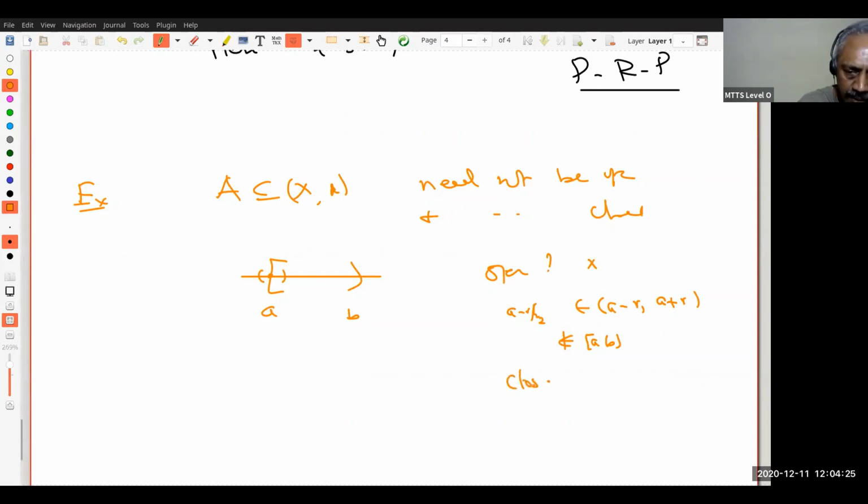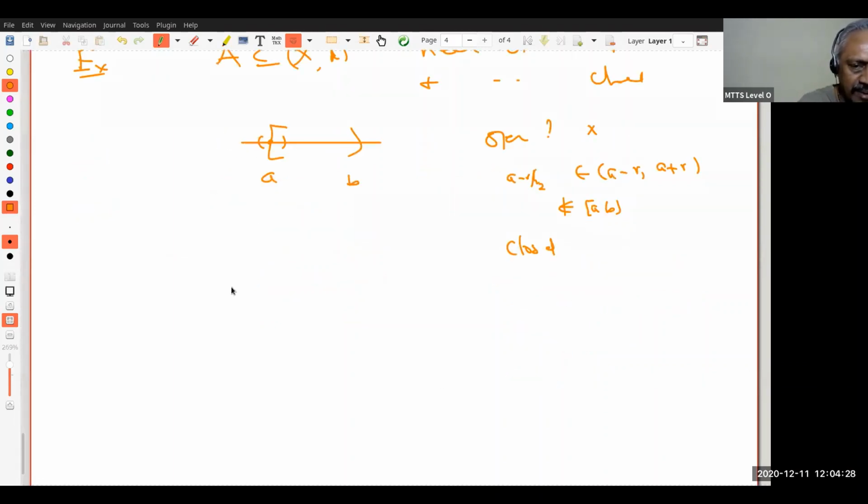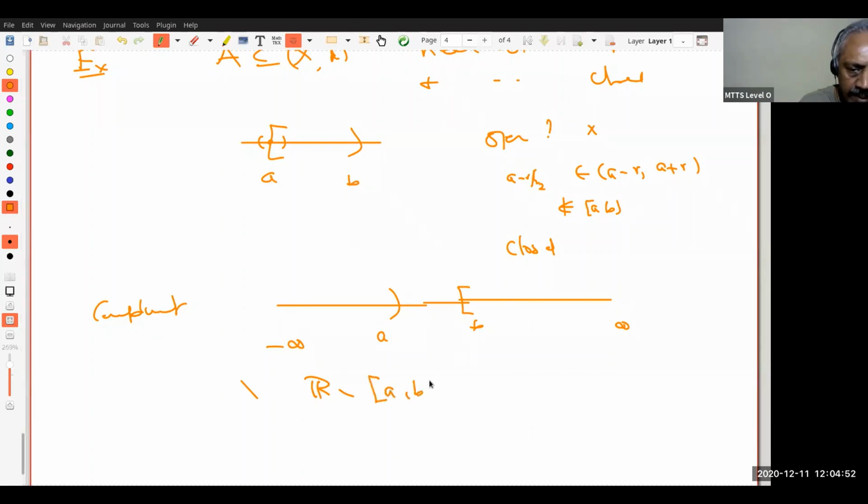Maybe it's closed. If it is closed, what should happen? The complement should be open. What is the complement? The complement of this is R minus (a, b), which is minus infinity to a, and then b to infinity. This is open, but then its union with b to infinity.